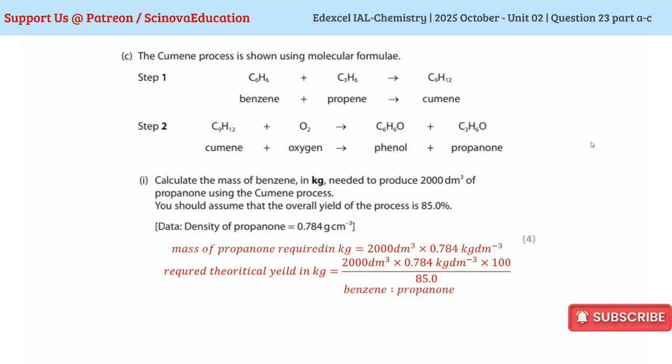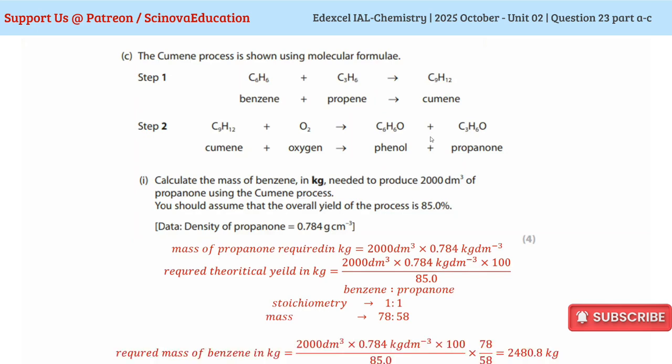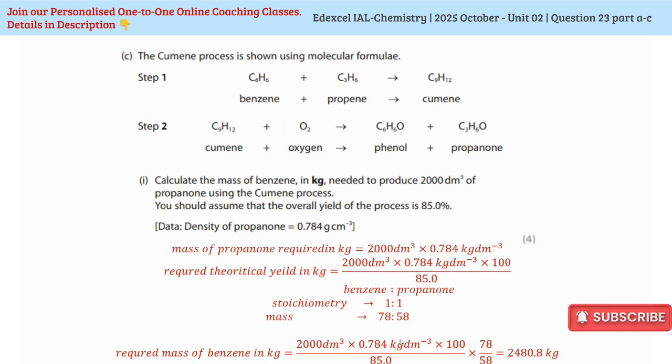Then we can get a ratio between benzene and propanone. By stoichiometry, it is 1 to 1, and by mass, it is 78 to 58, the molar mass ratio. Then I can calculate the required mass of benzene in kilograms: the theoretical yield required of propanone times 78 divided by 58. So I'm getting a value of 2480.8 kilograms as the mass of benzene that I have to start with.